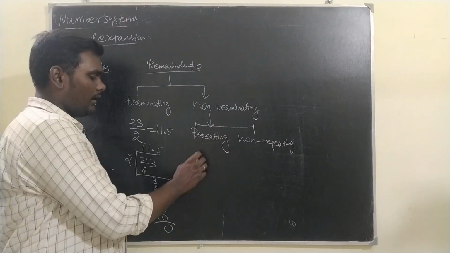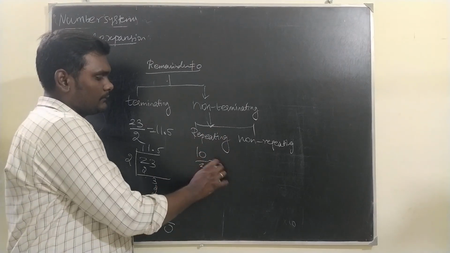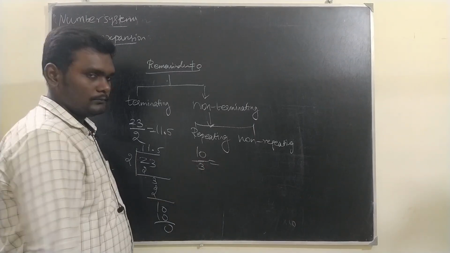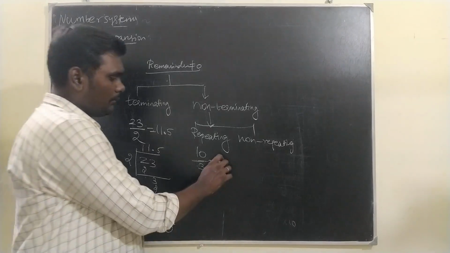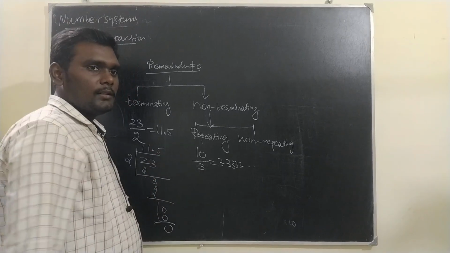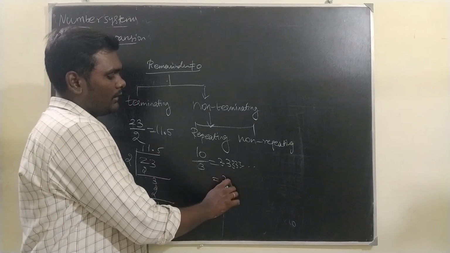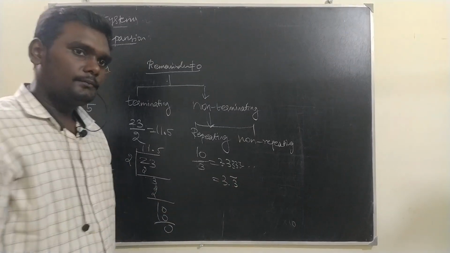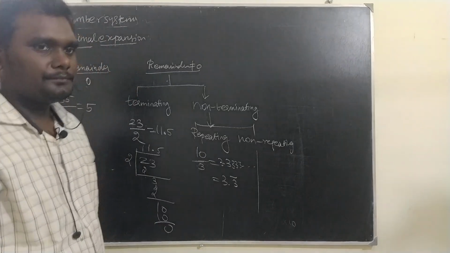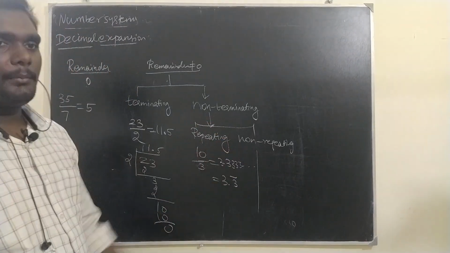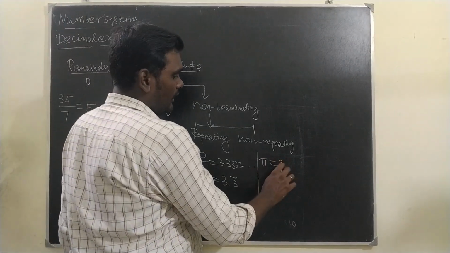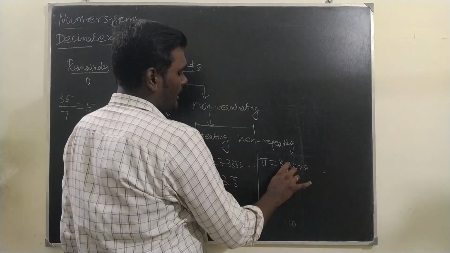For non-terminating, take for example 10 by 3. What is 10 by 3? 3.33333, it is going on when you divide like this. In that case, we represent it as 3.3 bar. And then non-repeating. Say some example of non-terminating and non-repeating. For example, take pi. The value of pi is 3.1428 something, it is going on.